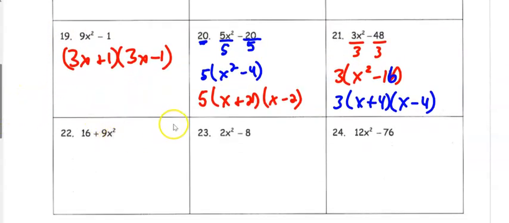Okay, let's look at 22 real quick. Not in order, so let's rewrite this as 9x squared plus 16. But the problem remains, it's not a difference of squares, it's a sum of squares. So this is not factorable.